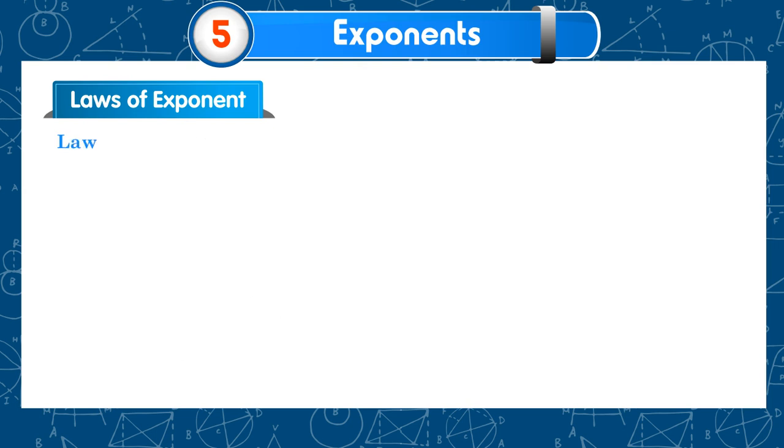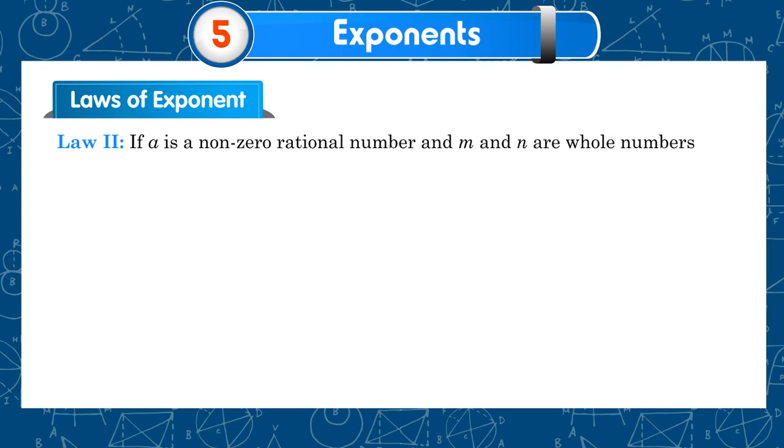Law 2. If a is a non-zero rational number and m and n are whole numbers such that m is greater than n, then a raised to the power m upon a raised to the power n equals a raised to the power m minus n.